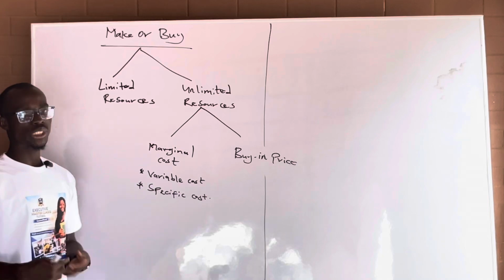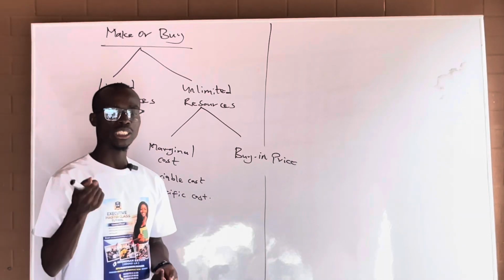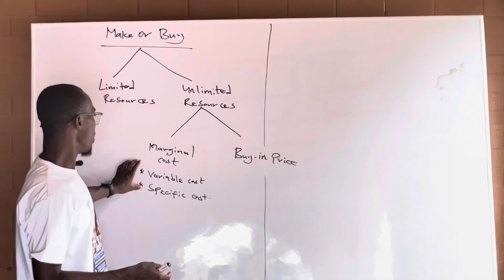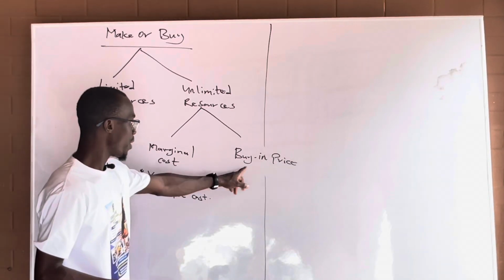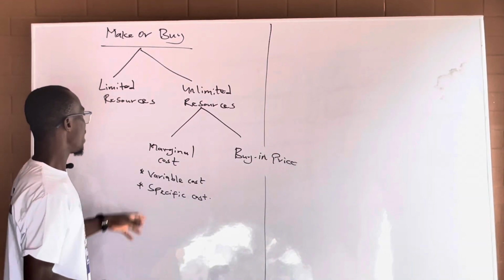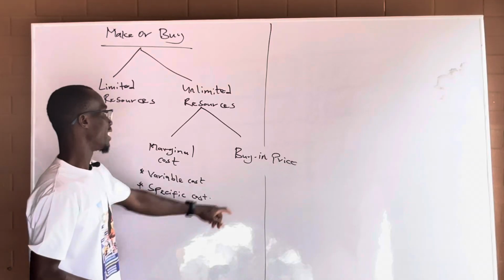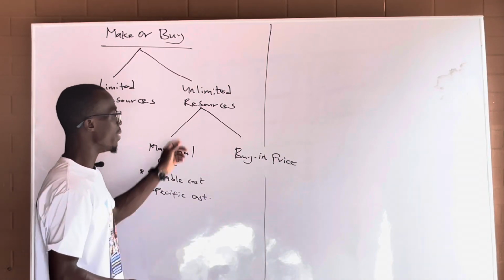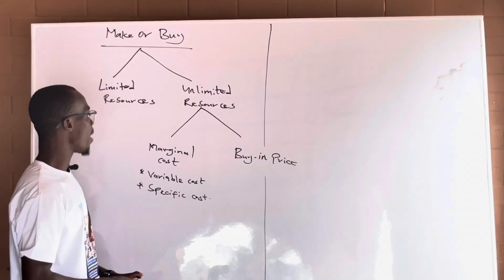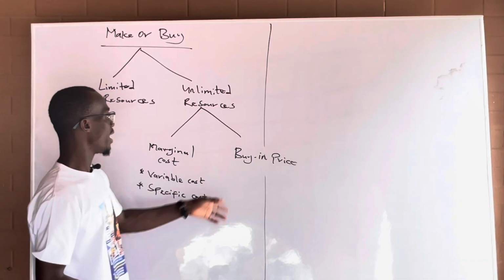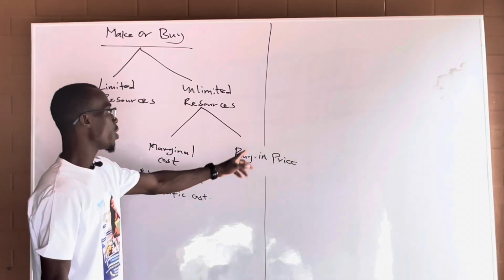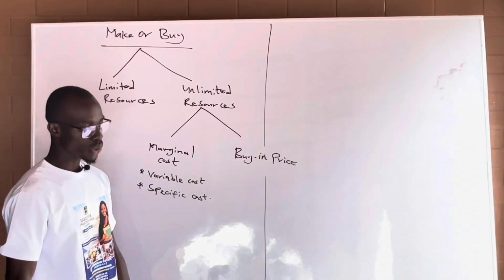The variable cost consists of direct material, direct labor, direct expense, and variable overheads. So these are things that we need to consider. When you add these together and compare with the buying price, and the marginal cost is less than the buying price, then the decision is telling us that we should make the product in-house. But if the buying price is lesser than the cost we incur in making it in-house, then we need to make the decision of buying it.